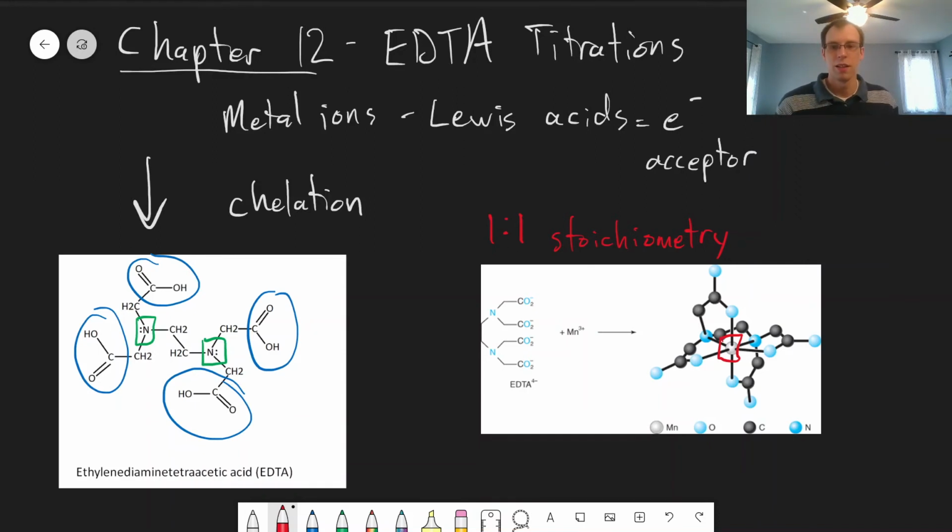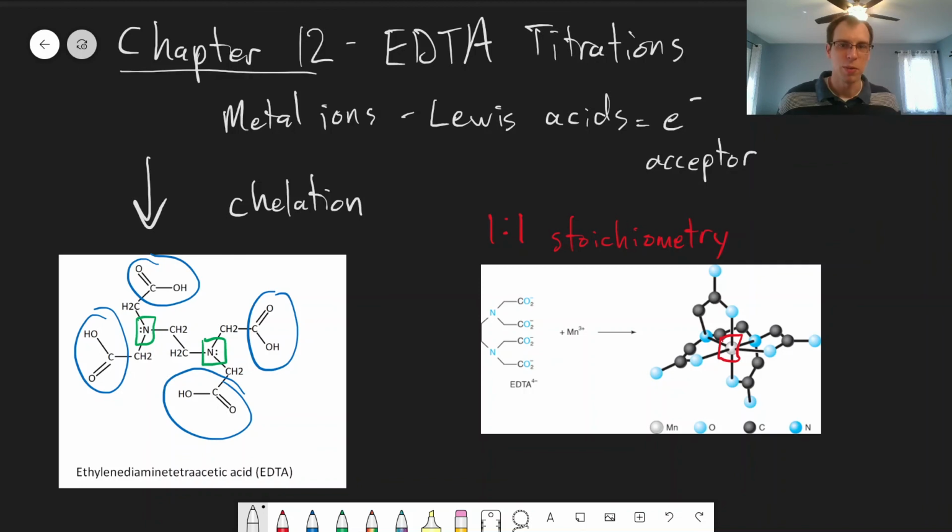And we take advantage of the fact this is a very favored reaction for most metal ions, and we take advantage of this reaction to do a titration. We can add known amounts of EDTA to metal ion solutions to measure the concentration of metal ions in that solution. This is the last type of titration we're going to be talking about.